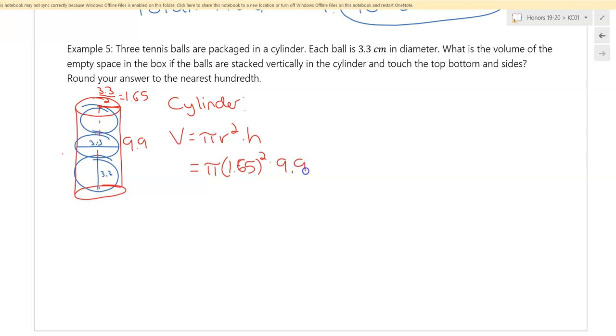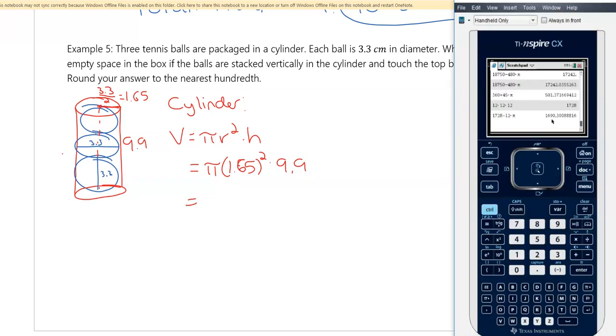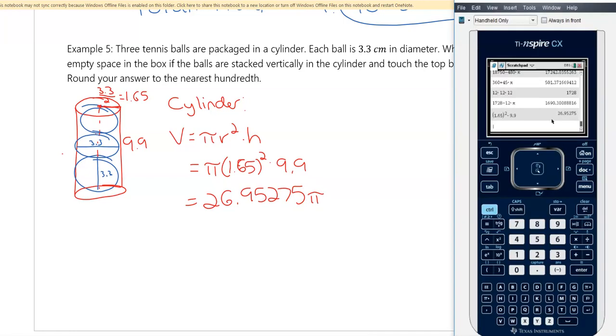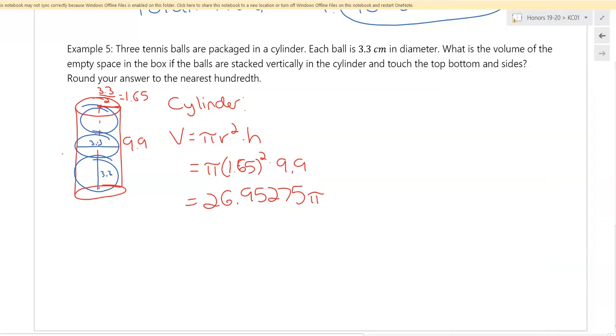Okay? And then definitely can't do that in my head. If I clicked the right button, 1.65 squared times 9.9 is 26.95275 pi. Yep. Okay, so that's the volume of our cylinder.